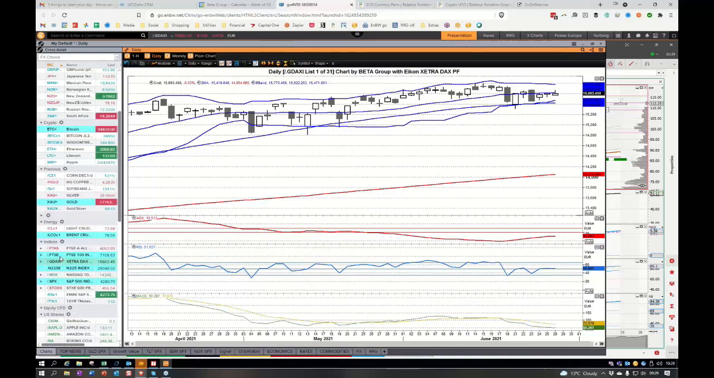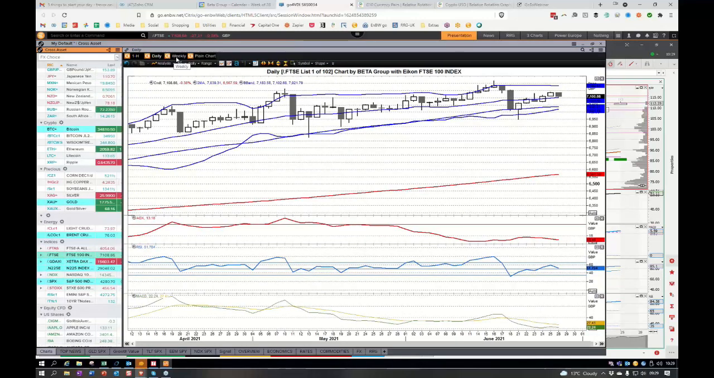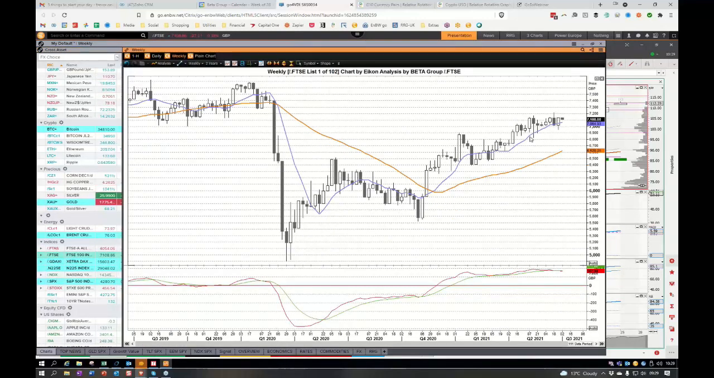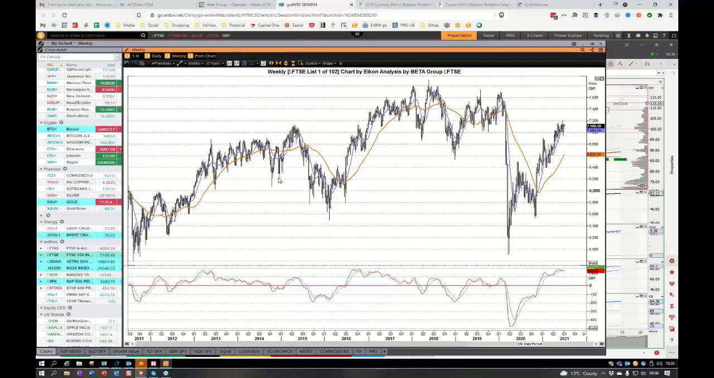The FTSE, so the UK 100. If we look at this here now, the thing about the FTSE is a completely different chart. Here, we're not in blue sky at all. We've got, in fact, massive resistance. Let me just show you how big that resistance is. Let me go to 10 years. So look at the size of that resistance there. So we're above all that in those other indices, but we're heading into it now.